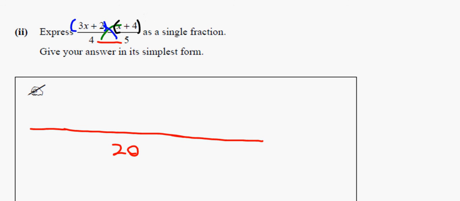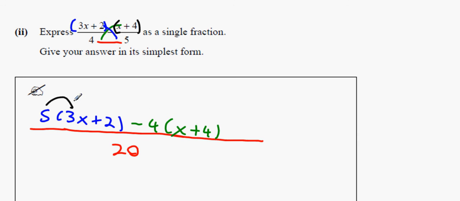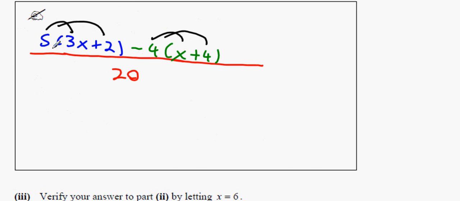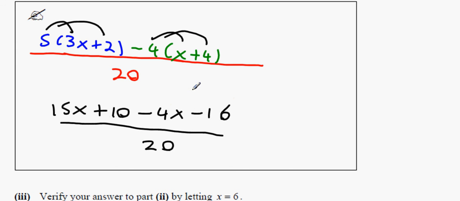So to do this, what's going to happen is going to be 5. So the blue arrow is going to be 5 into 3x plus 2. The green arrow is going to be minus 4 into x plus 4. And multiply these out. So what we're going to get here is 5 times 3x is going to be 15x. 5 times 2 is plus 10. Minus 4 times x is minus 4x. Minus 4 times 4 is minus 16. Divided by 20. Okay, blue.